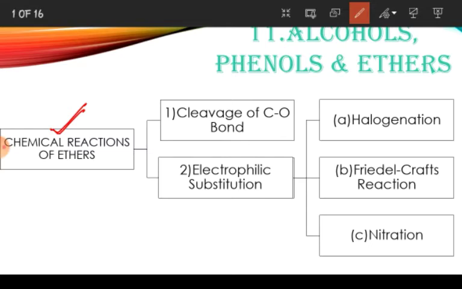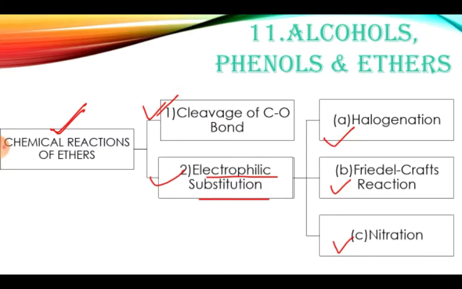So here, as you can see, there are two types of chemical reactions that are shown by ethers: 1 and 2. First is cleavage of C-O bond in ethers, and the second reaction is electrophilic substitution reaction. And in this reaction, as per your NCERT, three reactions are given: A is halogenation, then Friedel-Crafts reaction, and then nitration. So I will discuss all these reactions one by one. Let us see our first reaction.